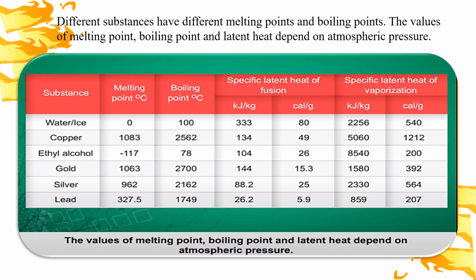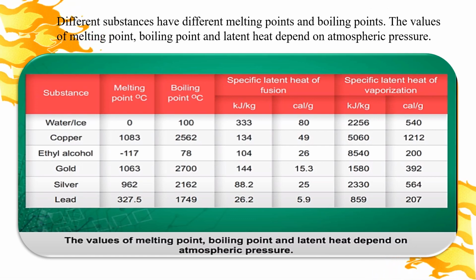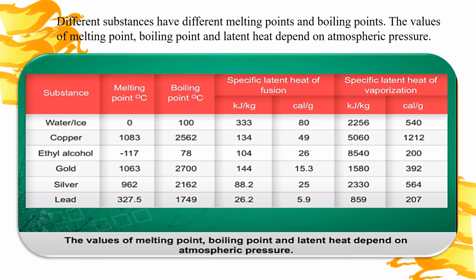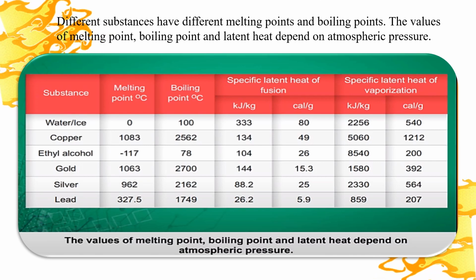Now remember that different substances have different melting points and boiling points. The values of melting point, boiling point and latent heat also depend on the atmospheric pressure. Okay? So a few substances are mentioned here, and along with them the melting point, boiling point, specific latent heat of fusion and specific latent heat of vaporization.